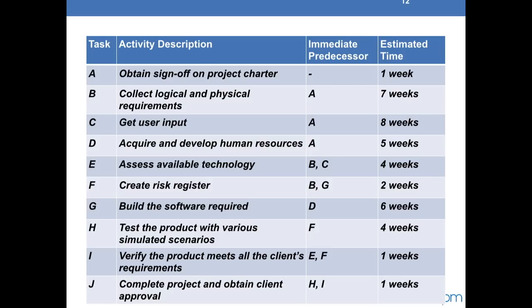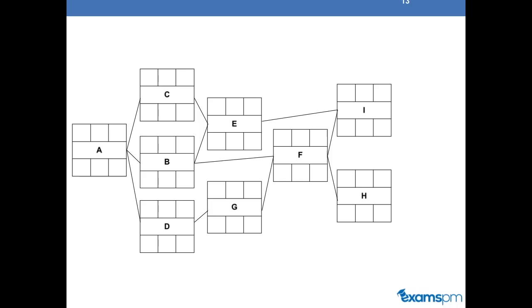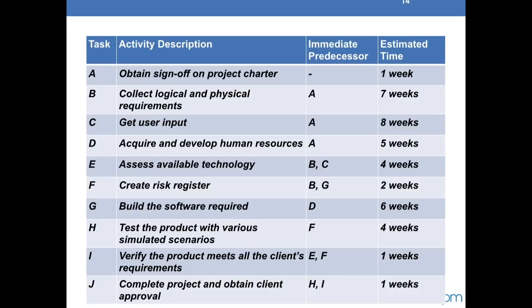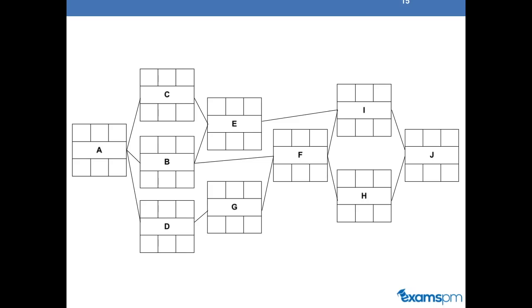And then for I, we have E and F as its predecessor. Thus, for activity I, we have E and F leading into activity I. And lastly, for activity J, activities H and I must be completed before J can start. Therefore, there is a line from both activity H and I leading into J.